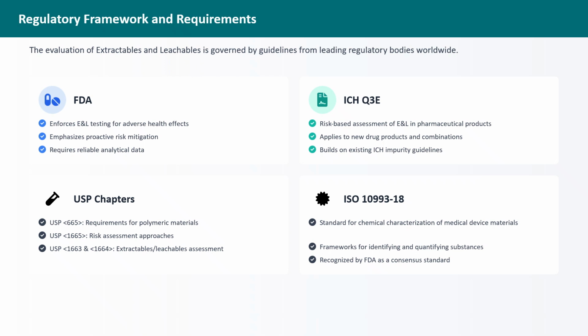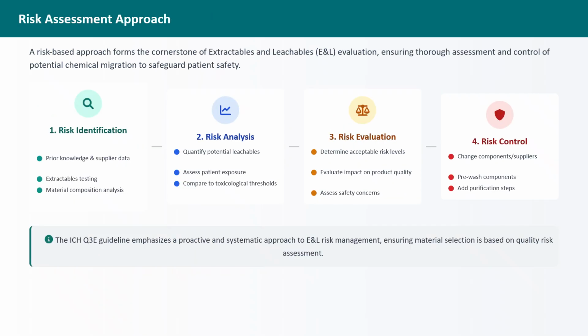For medical devices, ISO 10993-18 is the globally accepted standard for chemical characterization and is recognized by the FDA as a consensus standard. A risk-based approach is the cornerstone of E and L evaluation. The goal is not to test everything blindly, but to focus on what truly impacts patient safety.